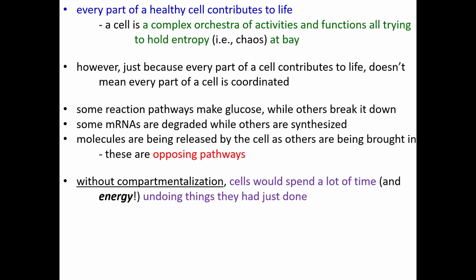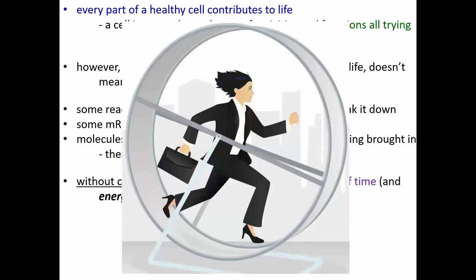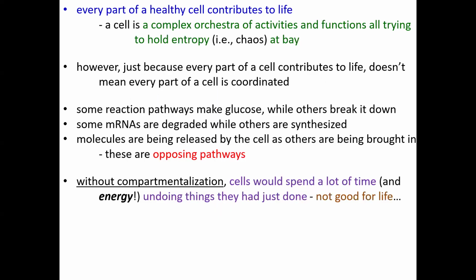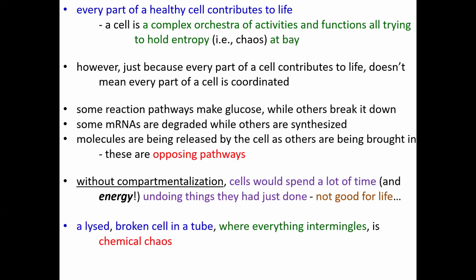We need compartmentalization. We need designated places in the cell where glucose is made or glucose is broken down so that we don't break down the glucose we just made. We need compartments in the cell where RNA is made and RNA is degraded so we don't degrade the RNA we just made. We don't want to get caught in these destructive loops where we spend so much energy to make something anabolically, only then turn around and degrade it catabolically. We want anabolism and catabolism to be separate in all of these opposing pathways. It would not be good for life if these things were happening in the same place.